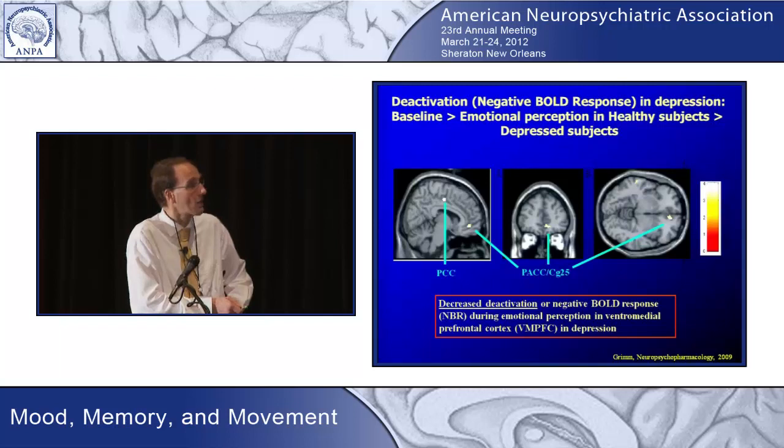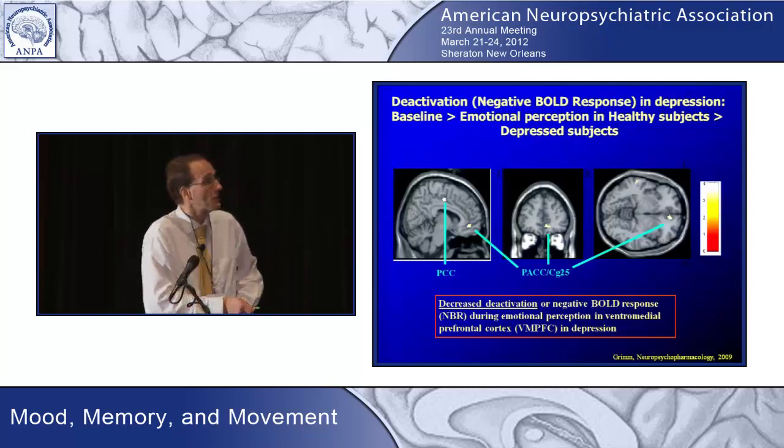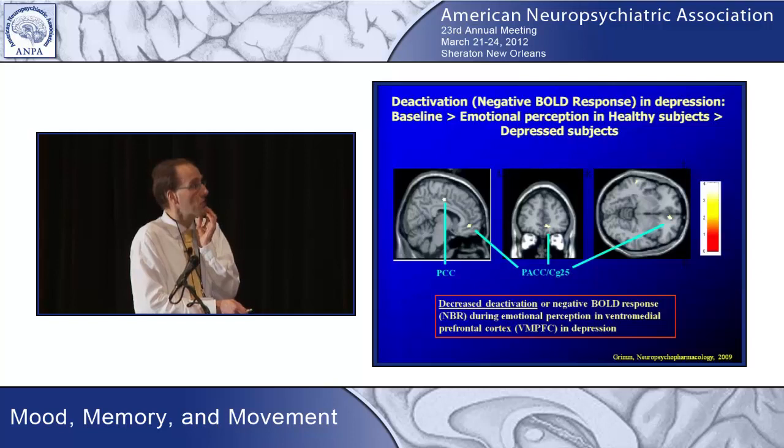Helen Mayberg's 25, closely to CG 25. She will explain more on that. And you see the posterior region. So you really see, again, the cortical midline structures.